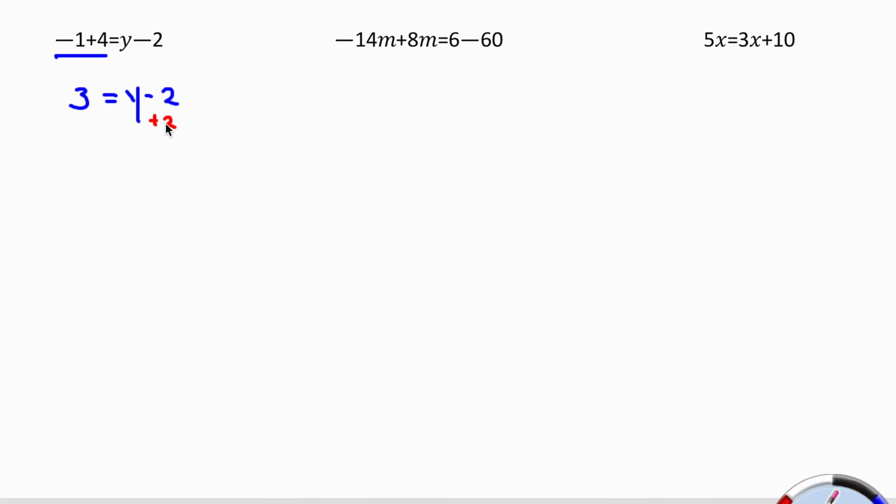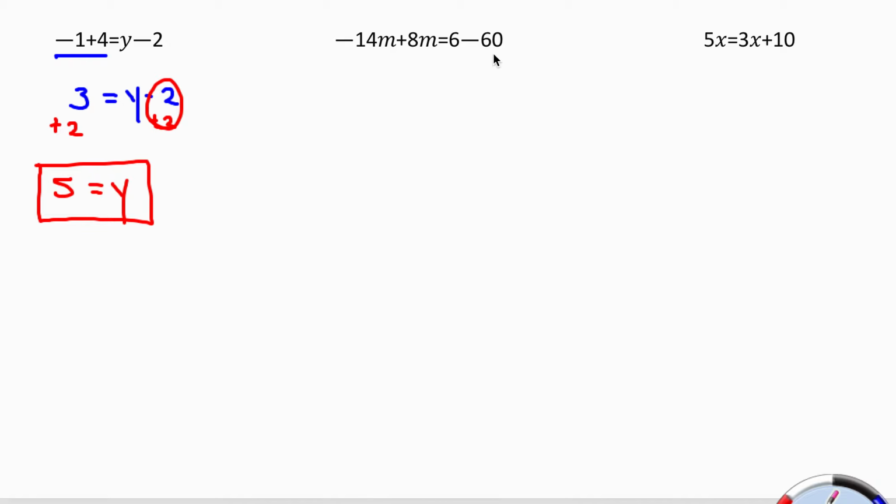Okay, whatever I do to one side to keep it balanced, to keep it equivalent, to keep it equal, I have to do the same thing to the other side. So now I have 3 plus 2 on this side, and on this side I have y plus 0. Once you get your letter equals a number, you're done.